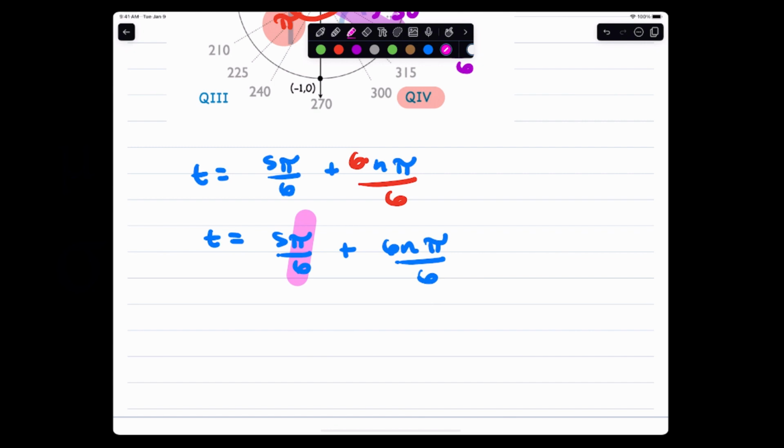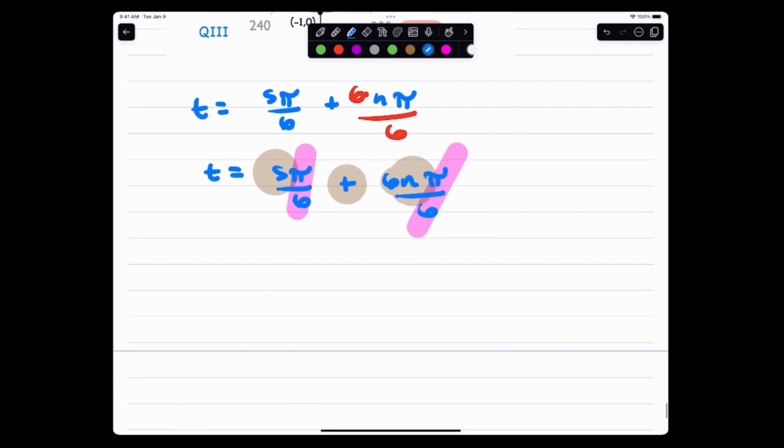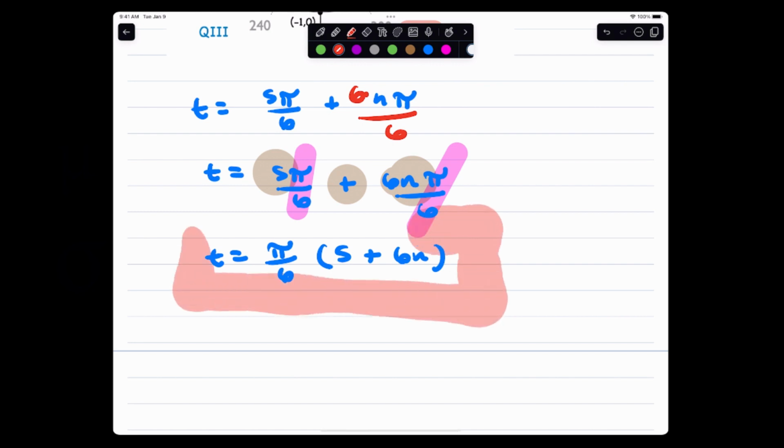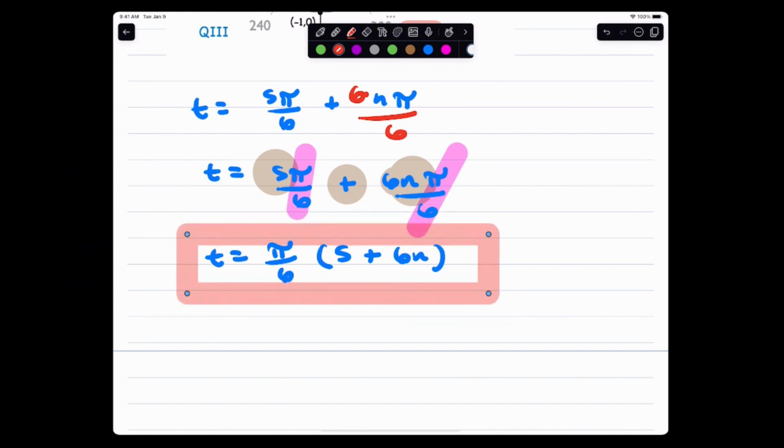What do you guys do now here? Factor out your pi over 6. And what do you end up with when you factor out pi over 6? T will be pi over 6 times 5 plus 6n. This is the sequential solution here. Okay?